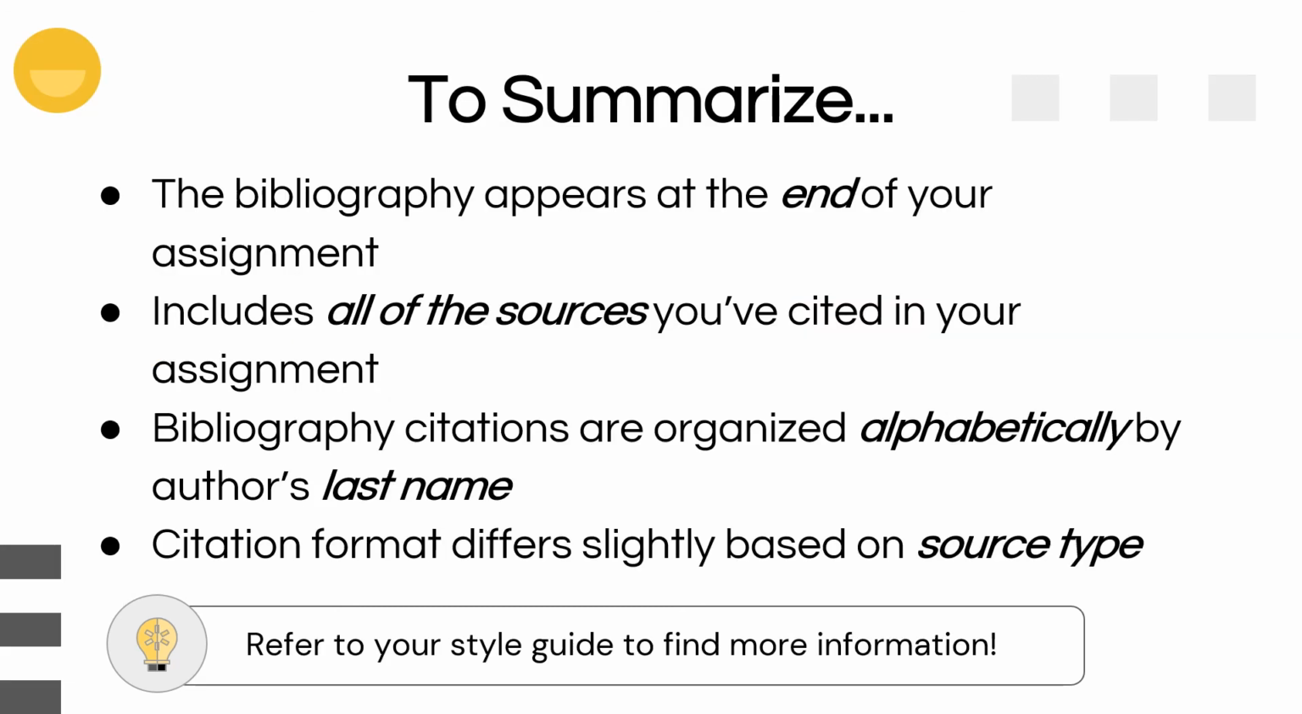To summarize, your bibliography appears at the end of your assignment and includes all of the sources you've cited in your assignment. Bibliographic citations are organized alphabetically by the author's last name. Citations will vary slightly depending on if you are citing a book or a journal article. And remember, formatting matters. For additional information, refer to your style guide.